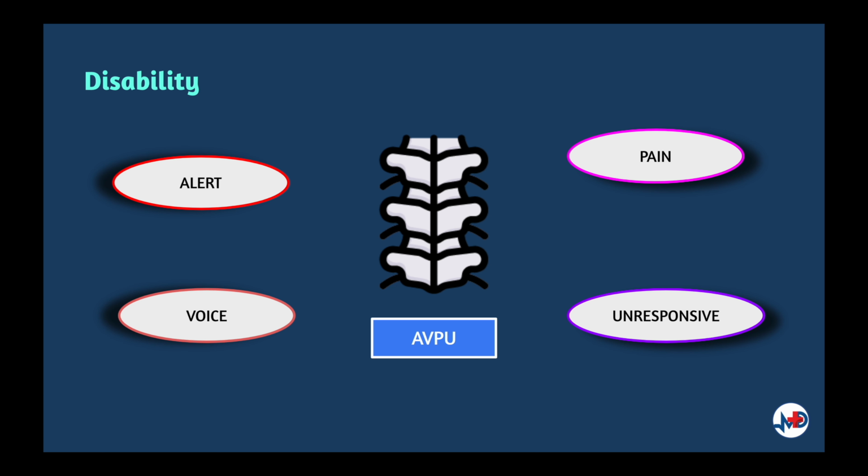Next would be D for disability. The assessment of disability is typically the responsibility of the airway doctor, although the assessment doctor may add and complement this by assessing peripheral function. Initial assessment of the level of consciousness may be done using the AVPU assessment, which is A for alert, V for response to voice, P for response to pain, and U for unresponsiveness.